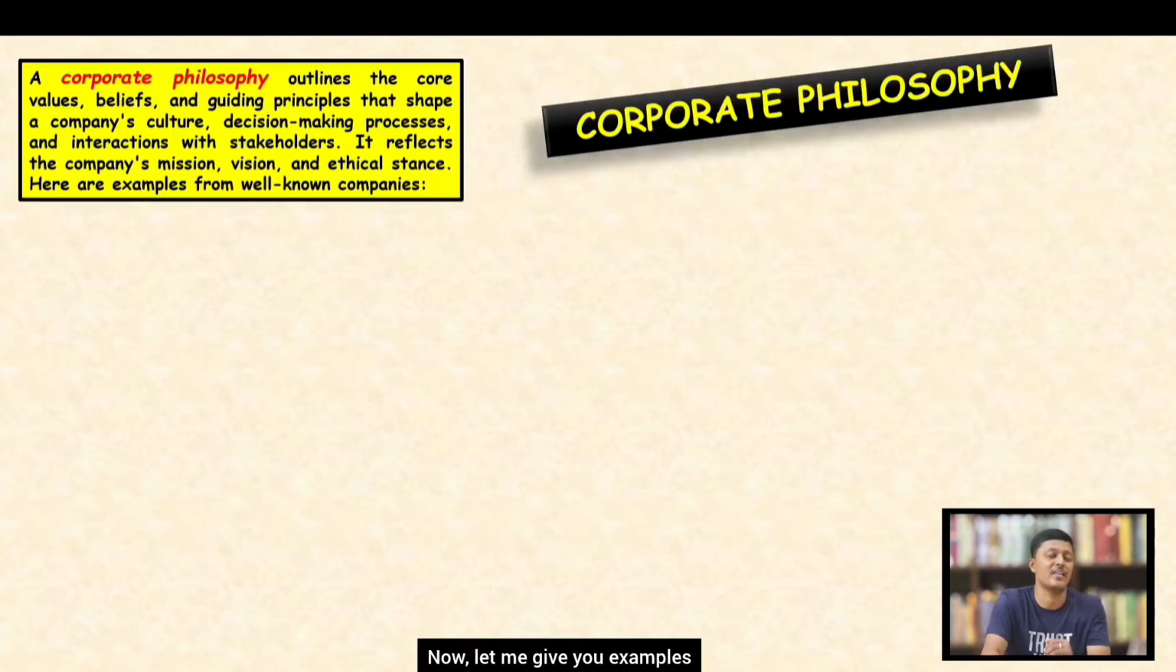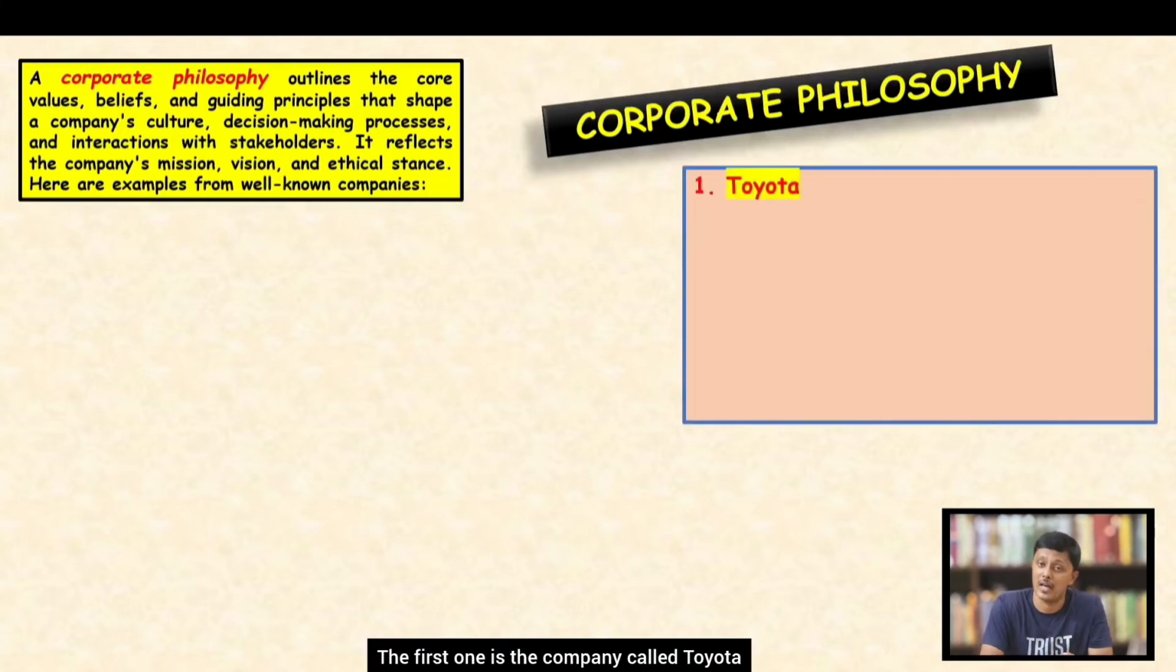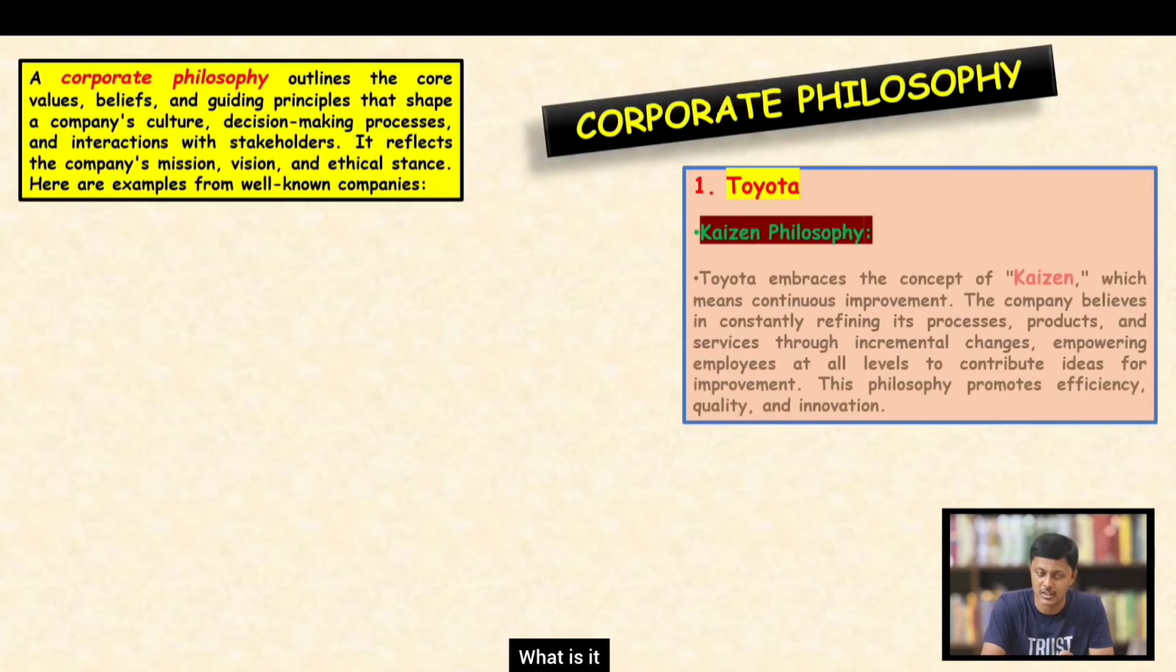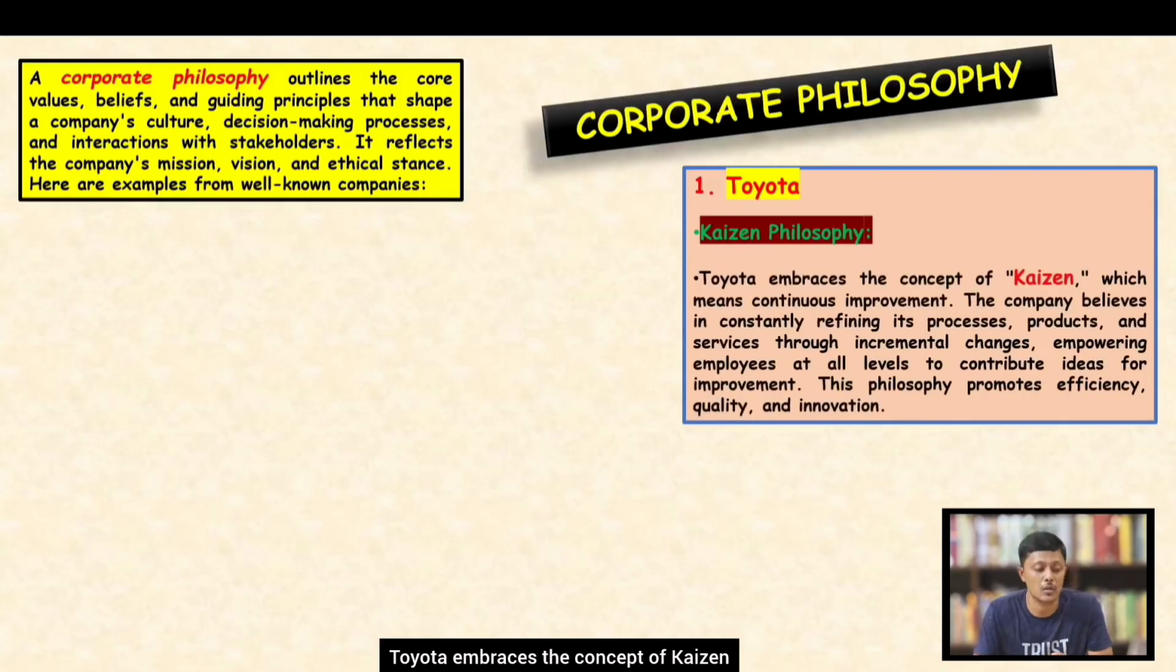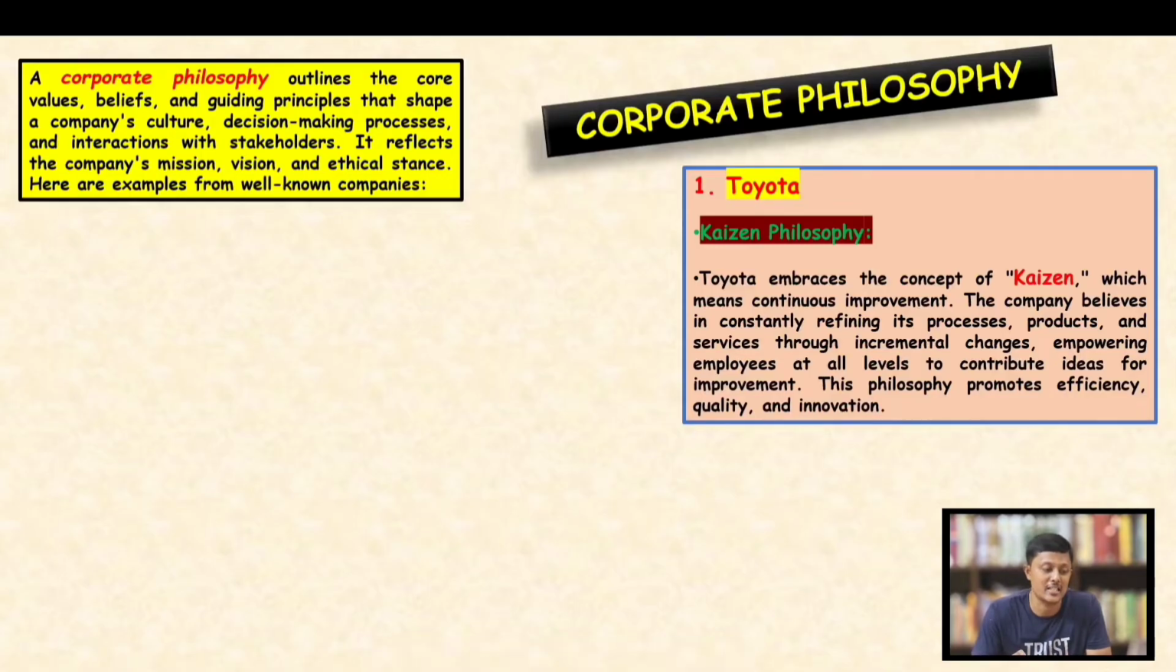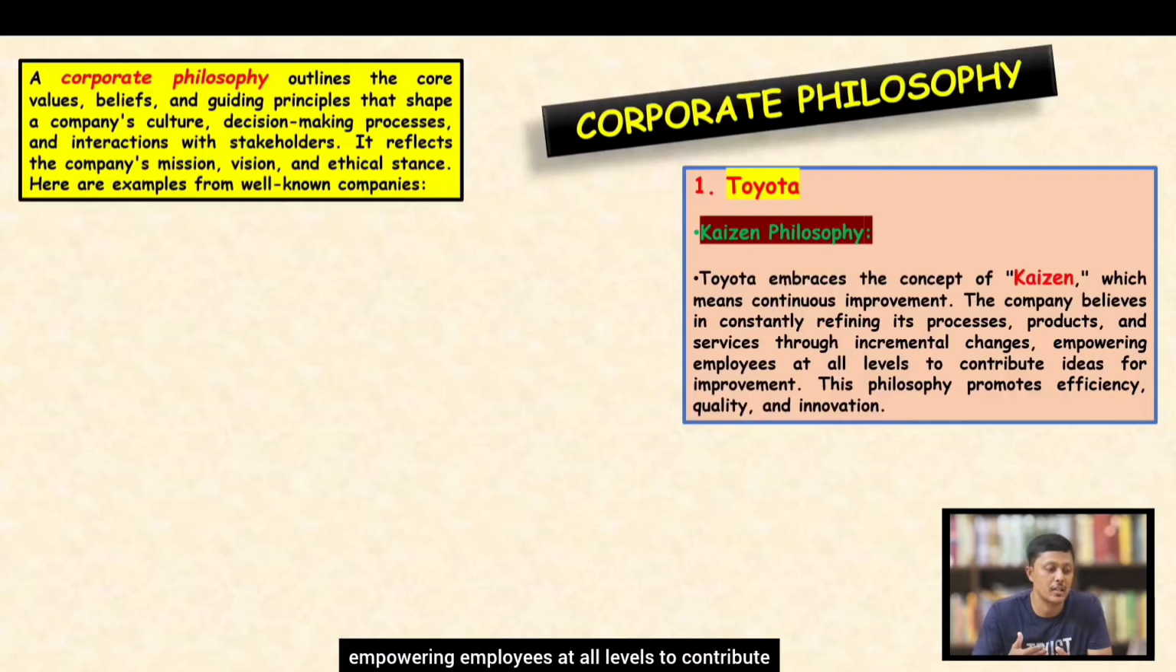Now, let me give you examples. The first one is the company called Toyota, a very reliable company. And here there is a Kaizen philosophy. What is it? Toyota embraces the concept of Kaizen, which means continuous improvement, the Japanese term. The company believes in constantly refining its processes, products, and services through incremental changes, empowering employees at all levels to contribute ideas for improvement. This philosophy promotes efficiency, quality, and innovation.